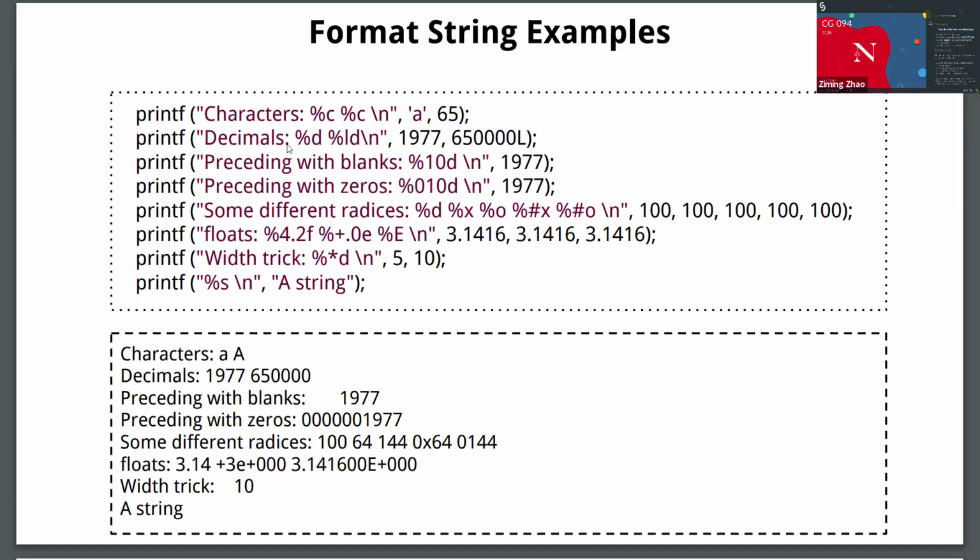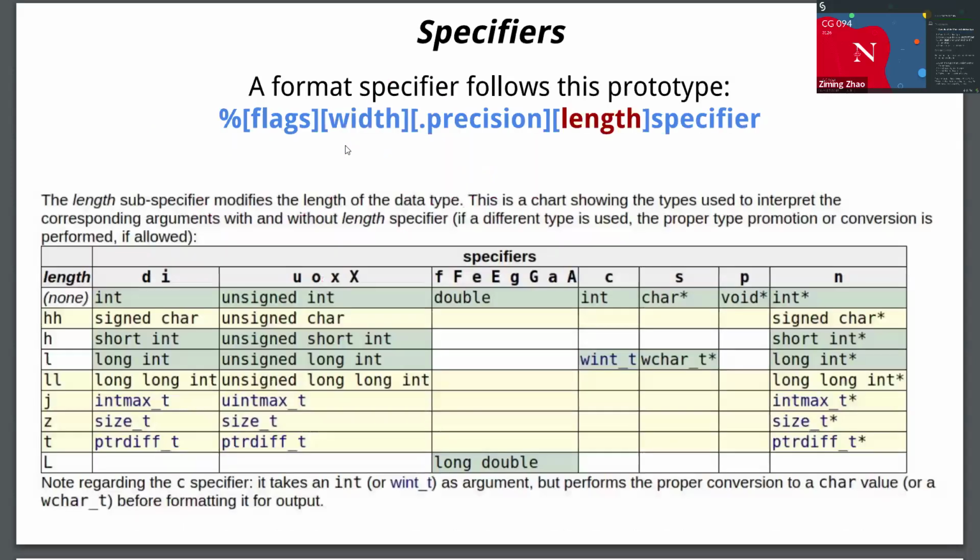The second one, decimals, percentage D, we are going to print out just a decimal number. Then we can also print out a bigger decimal number here. We can do L, which is long in this case, meaning the corresponding argument is a long integer, not an integer. So this one determines the size and type of the corresponding parameter, basically.